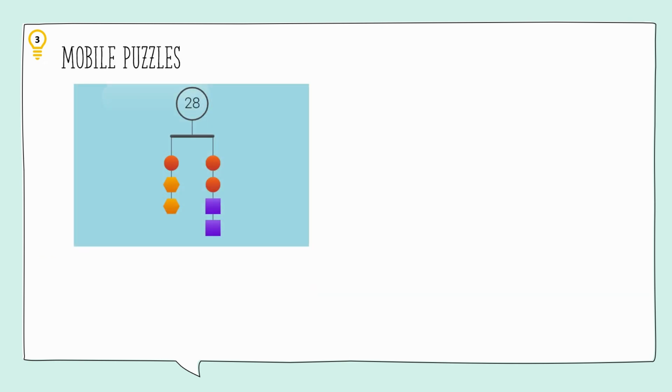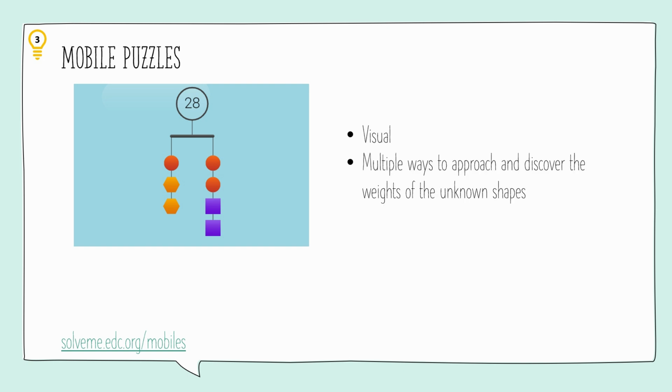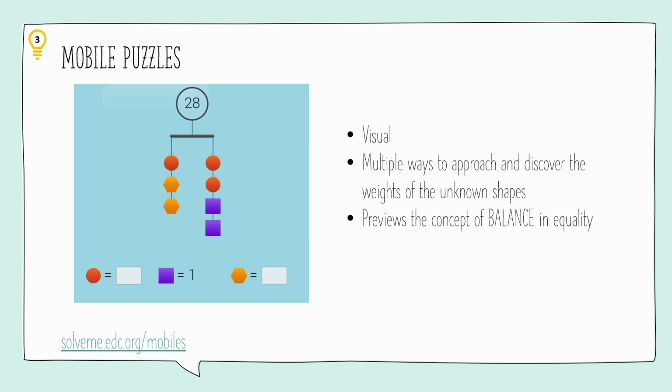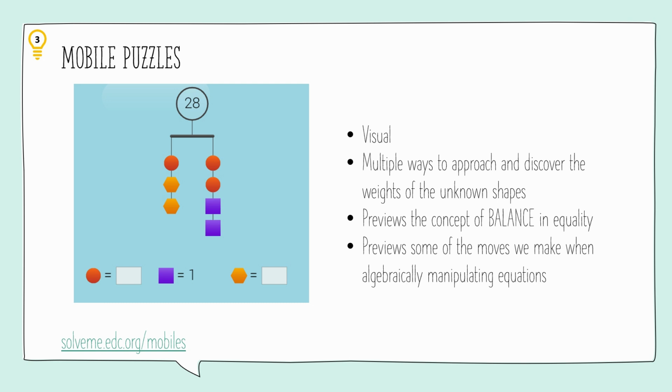These mobile puzzles are available in many curriculums and for free on several websites. Several of these can be found at solveme.org. These are helpful to a student in the beginning of their sense-making of unknown quantities because they are visual, allow for multiple ways to approach the problem and discover the weights of the unknown shapes. These mobiles preview the concept of balance in equality, and they preview some of the moves we later call inverse operations, or legal moves in some books, when algebraically manipulating equations.